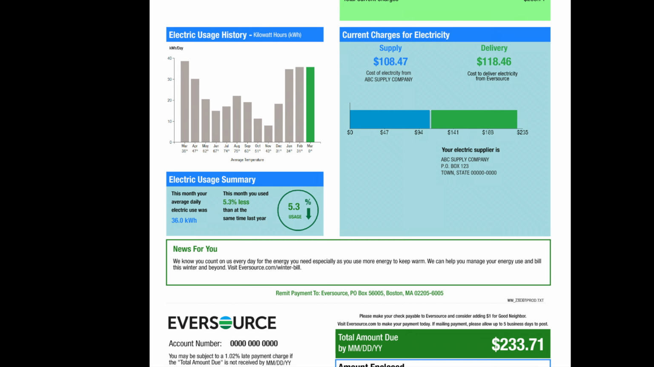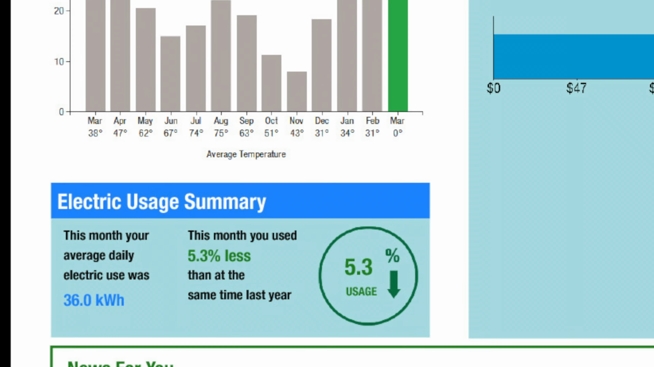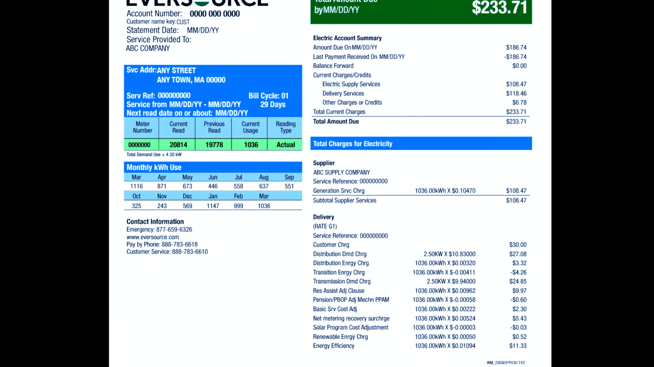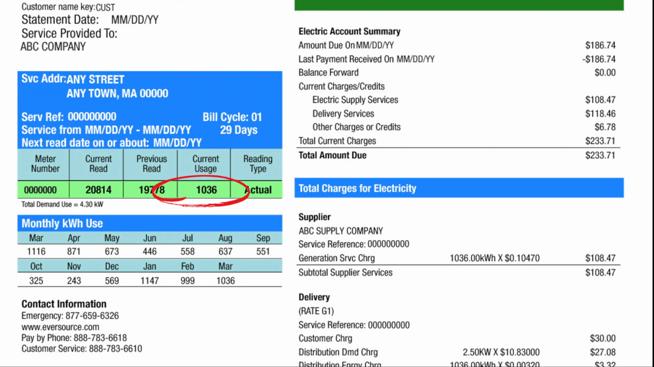This is a sample bill from Eversource in Western Massachusetts. On the left, you can see the average kilowatt hours that were used each day for each month over the course of the year. Remember that kilowatt hours are electricity, or energy, which is like the water flowing through the pipe into the bucket. If we scroll down, we'll see that 1,036 kilowatt hours were used in the last month.